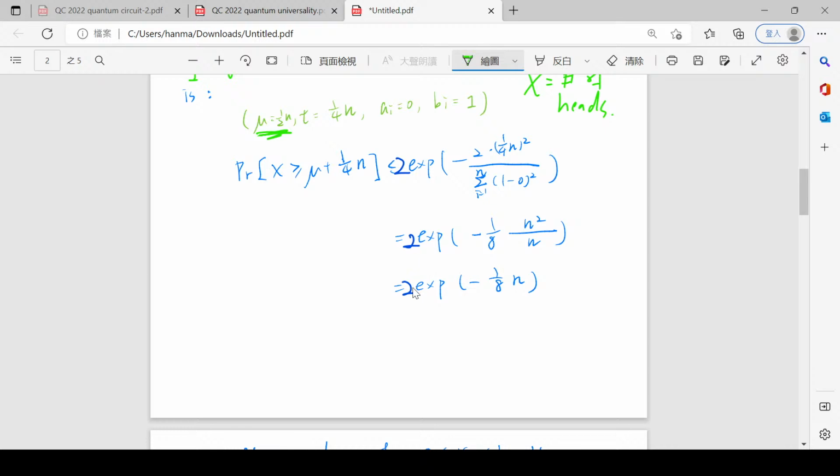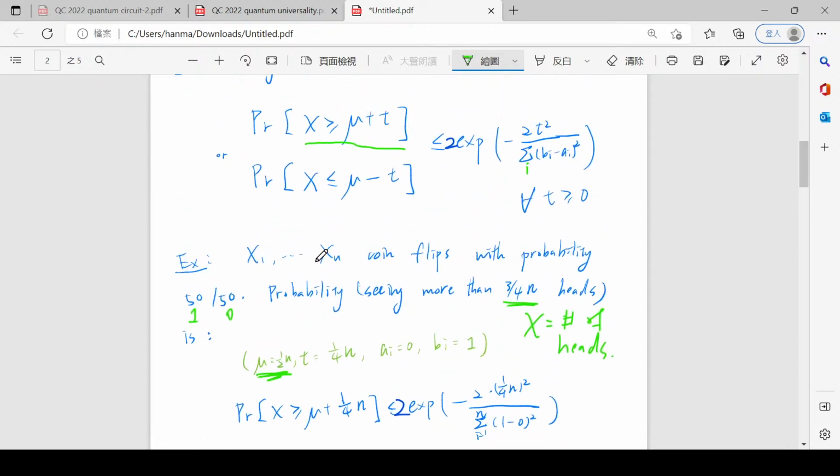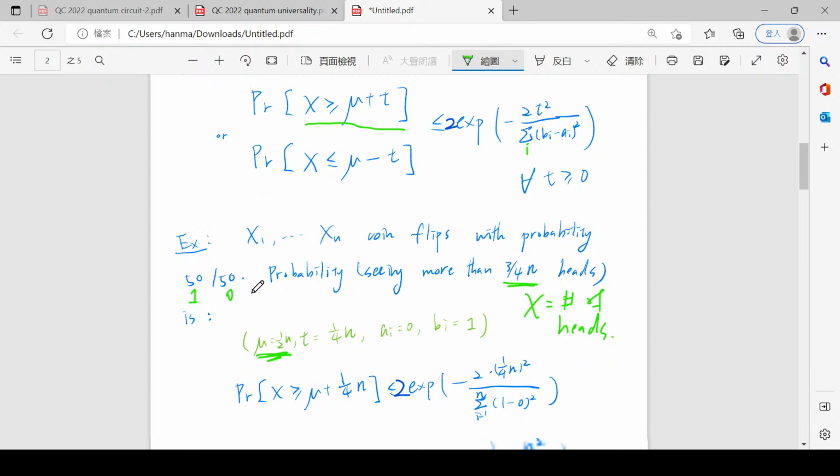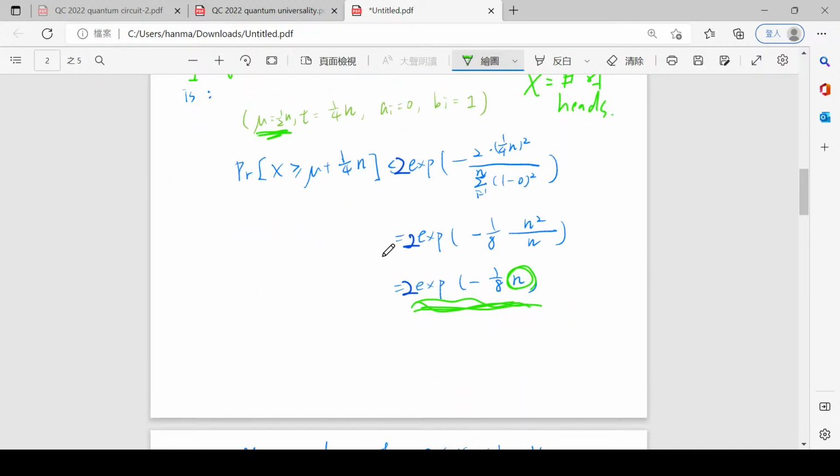So this is quite what we expected. This is exponentially suppressed with this n here. As you toss your coin more and more times, the probability that you see this kind of deviation is exponentially suppressed.